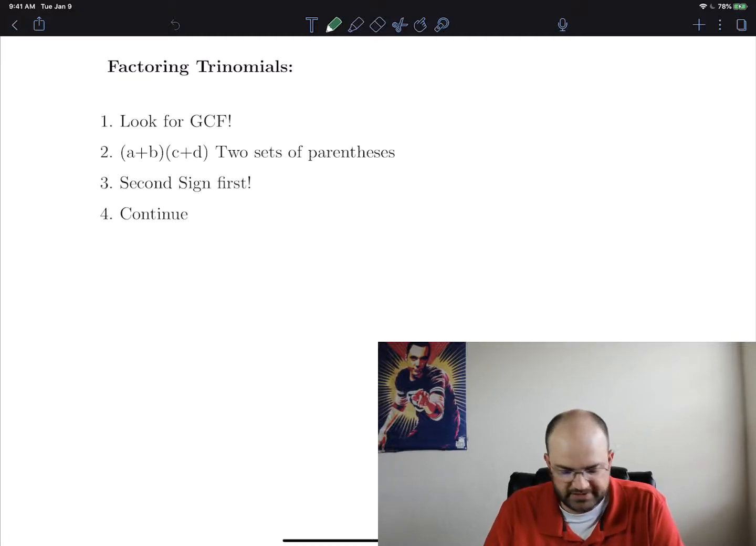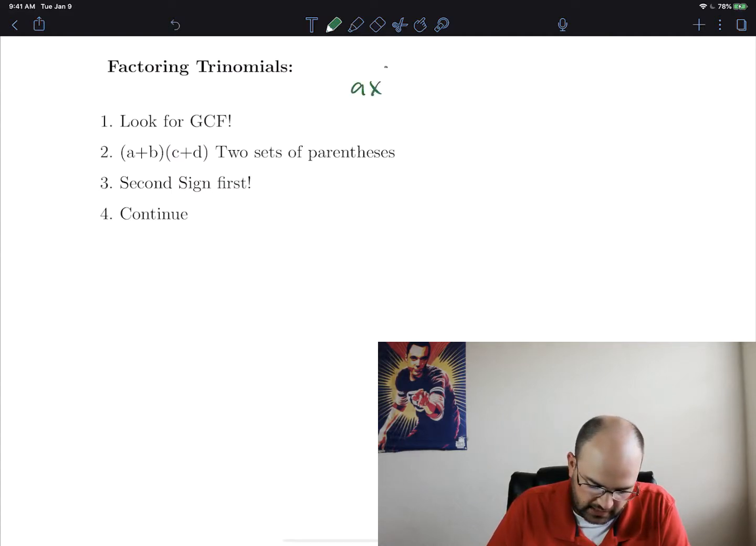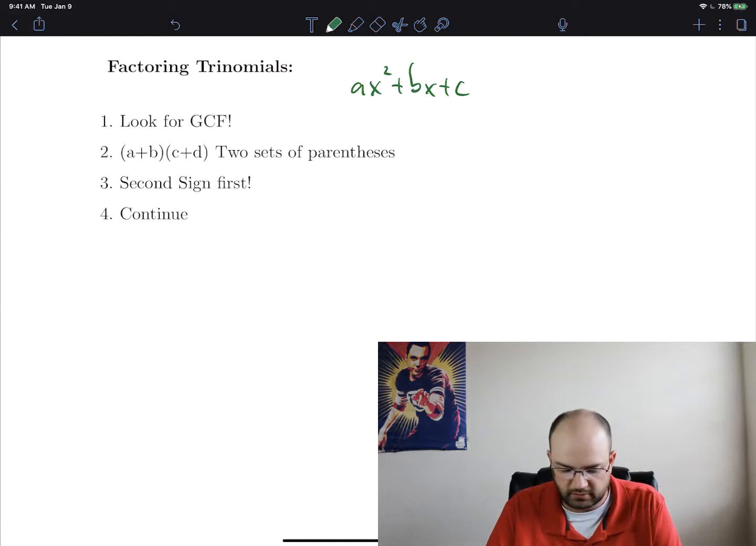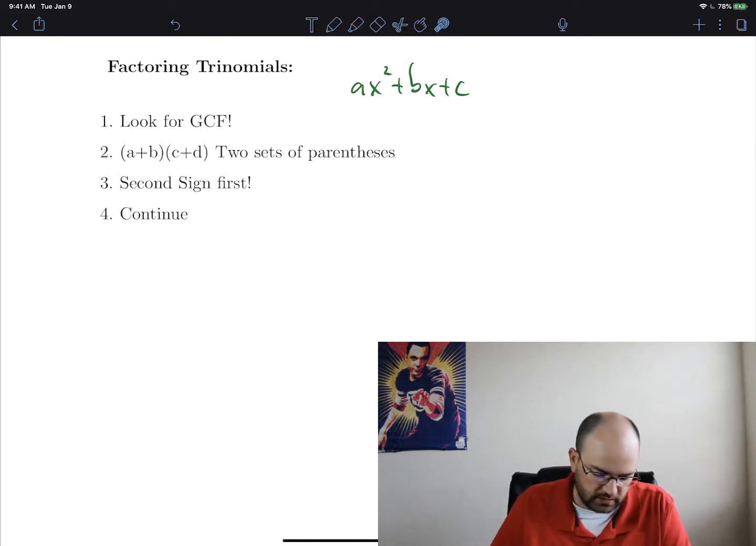Hello. In this example, we're going to go ahead and start talking about factoring trinomials. Now, a trinomial is a three-term polynomial, and a lot of them are going to look like this: ax squared plus bx plus c. That's what it's going to first look like. Usually. Now, not always, but often.